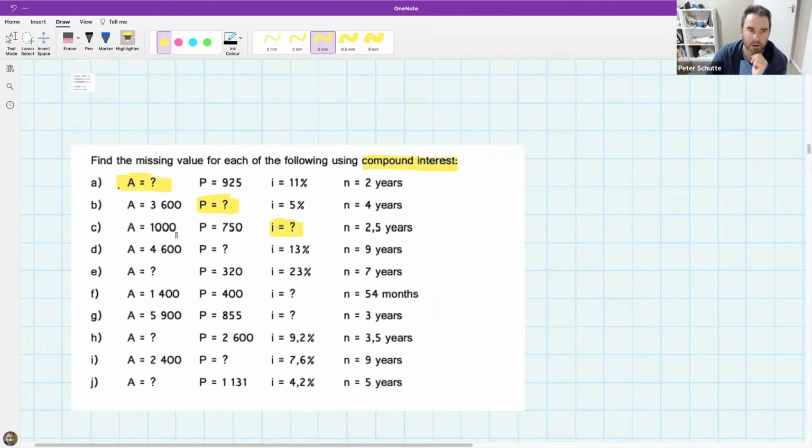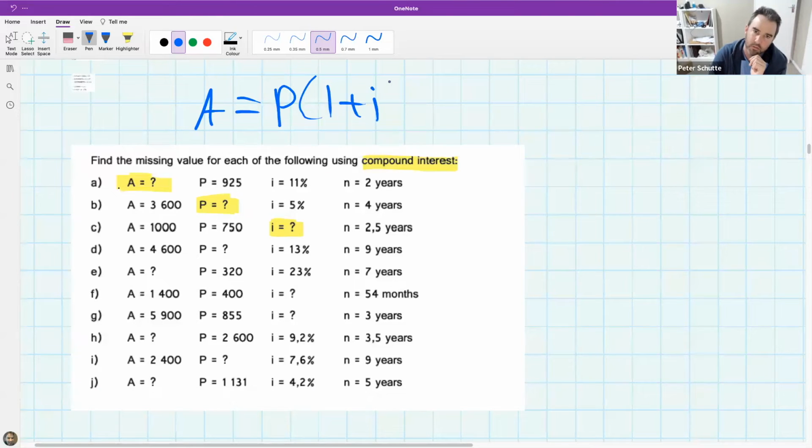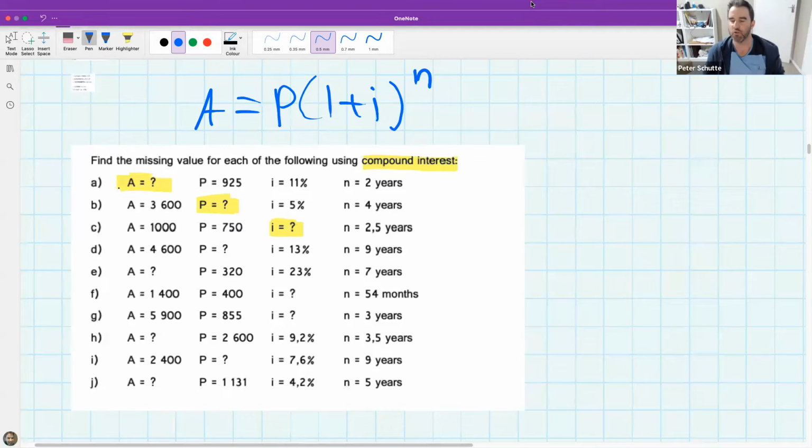Now, the compound interest formula that we need to use is going to be this. And so what you need to do is, if you try to find A, you need to sub in P, I, and N and try and find A. Now, I'm going to give you about 2 to 3 minutes to try and do those 3 questions. And when you're ready, you can pop the answer in the chat.